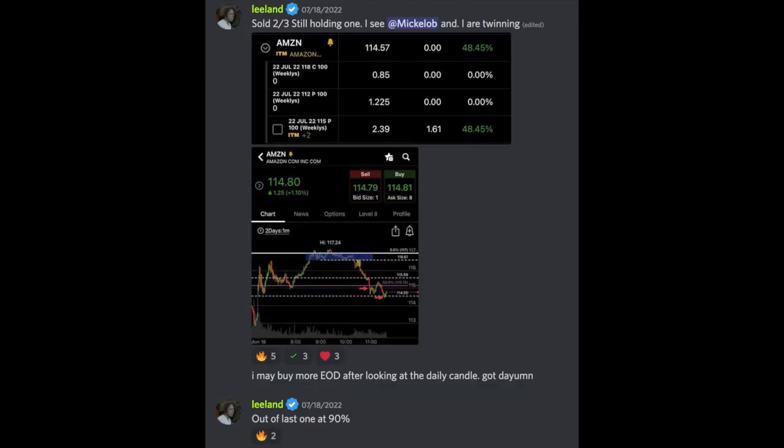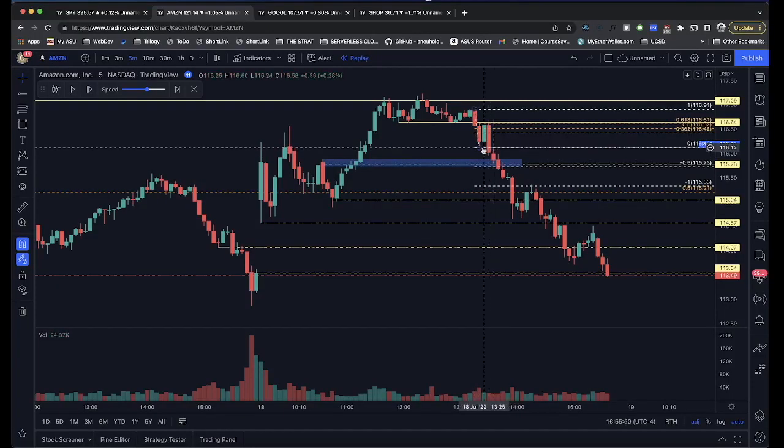I did make a couple mistakes. Like I said, I ignored targets, this initial target of that low, the target of obvious resistance turned support here, and that fib extension. Yeah, so let's move on to Google.